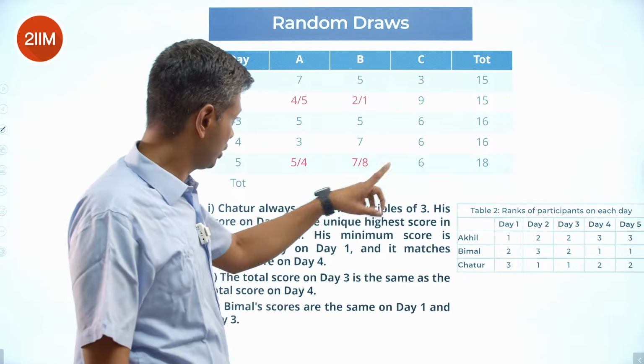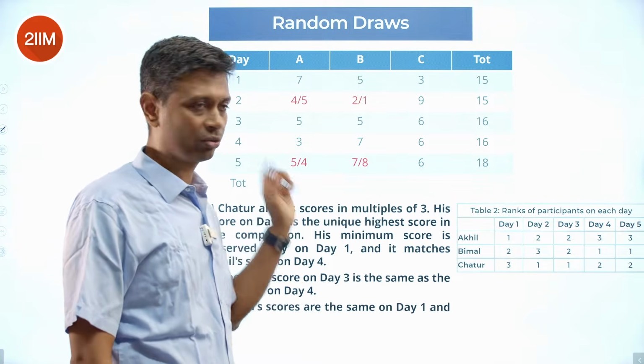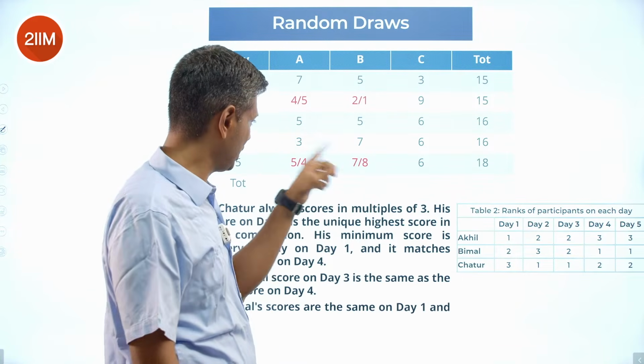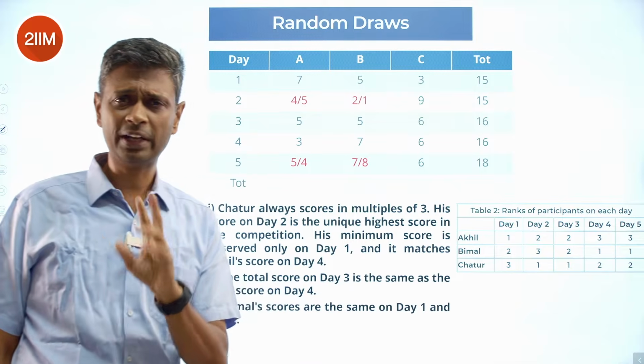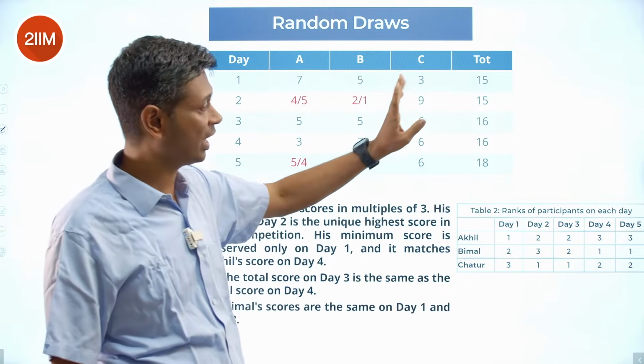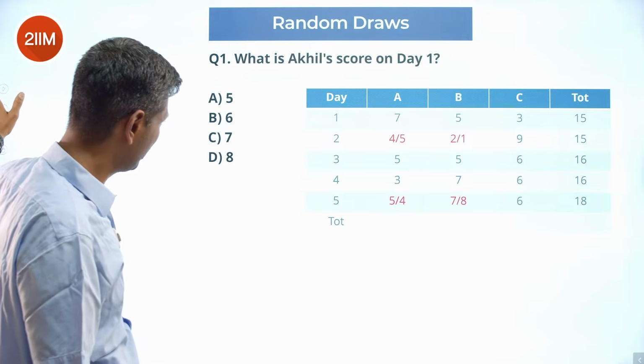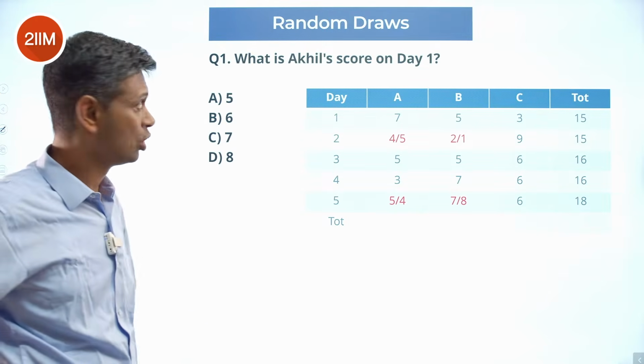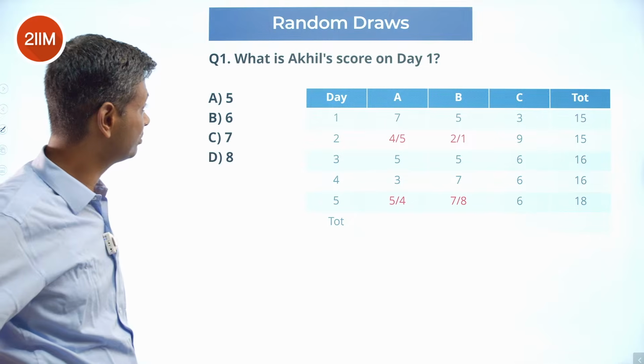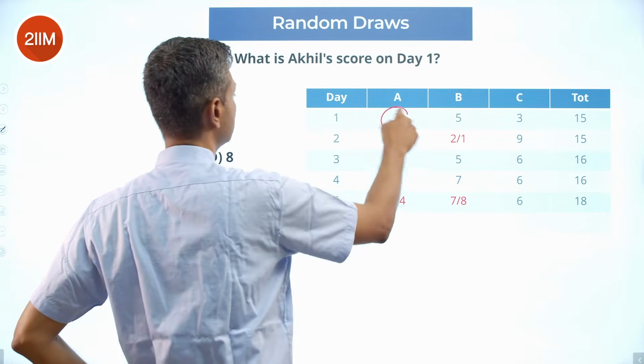Adding up to 12, this more than that, 1 above 6, 1 below 6. So 7, 5, 8, 4. It cannot be 9, 3 because this is the unique highest that we know. We've done this. We've got the whole grid in front of us. We just have to answer the question. What is Akhil's score on day 1? 7.